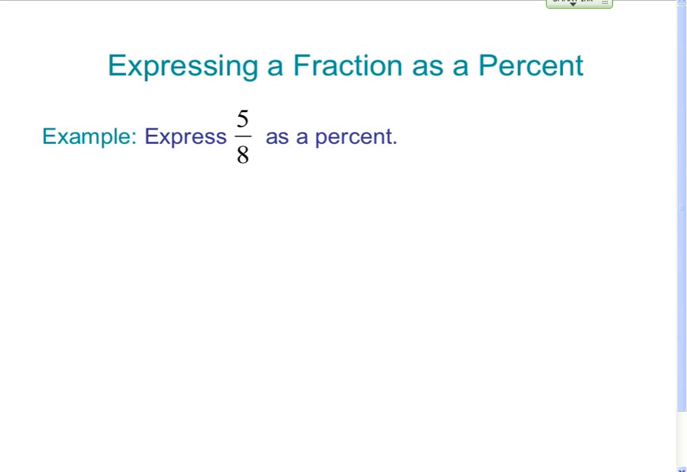So let's suppose I have the fraction 5/8 and I want to write it as a percent. To do this, I need to take the top number and divide it by the bottom number. So I need to take 5 and divide it by 8. If I do that, I get 0.625. And then I need to move the decimal 2 places to the right. I end up with 62.5%.